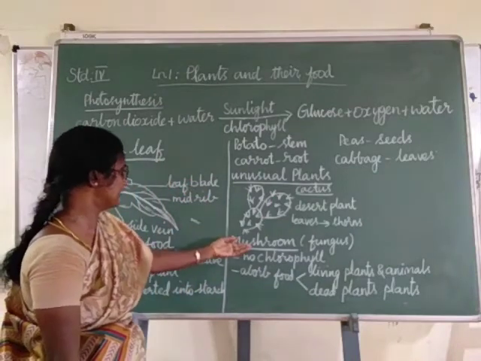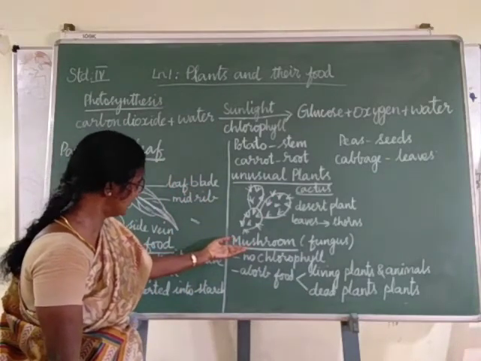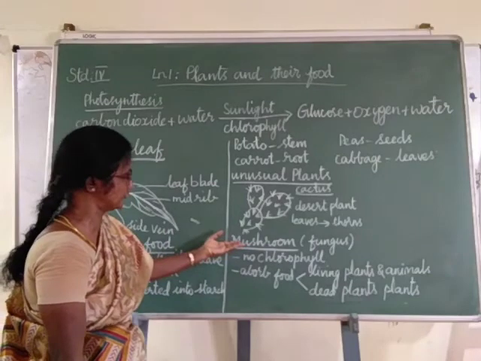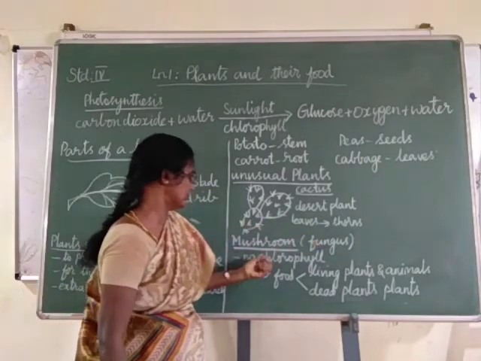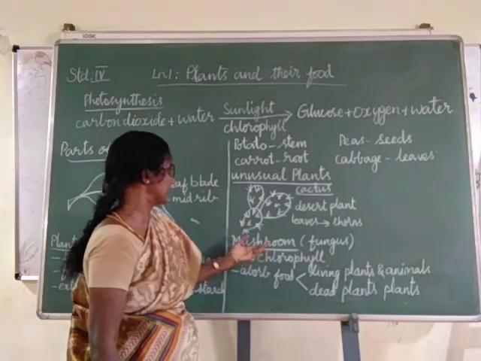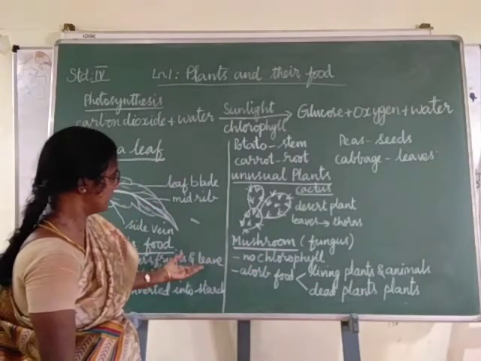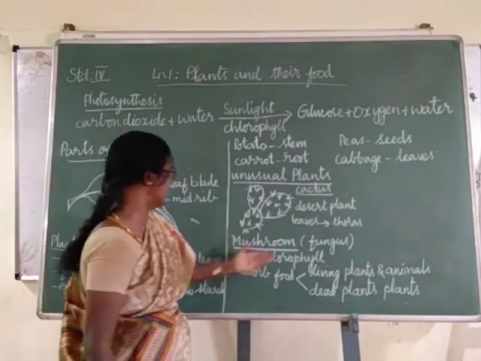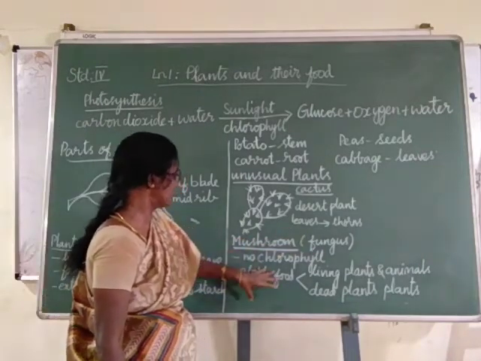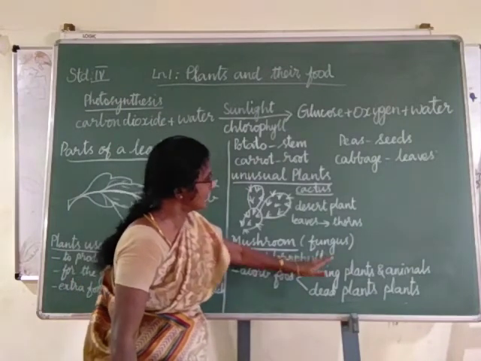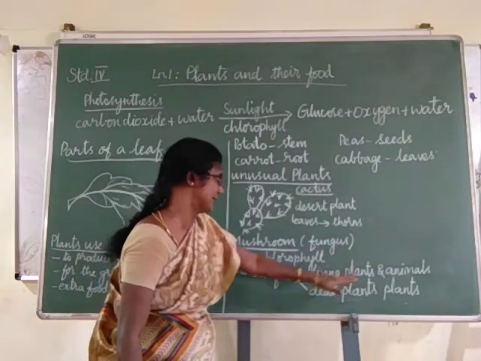Next, the other unusual plant is the mushroom. It is a fungus. It has no chlorophyll in it, and so it cannot prepare its own food, and so it absorbs food from living plants or animals or dead plants or animals.